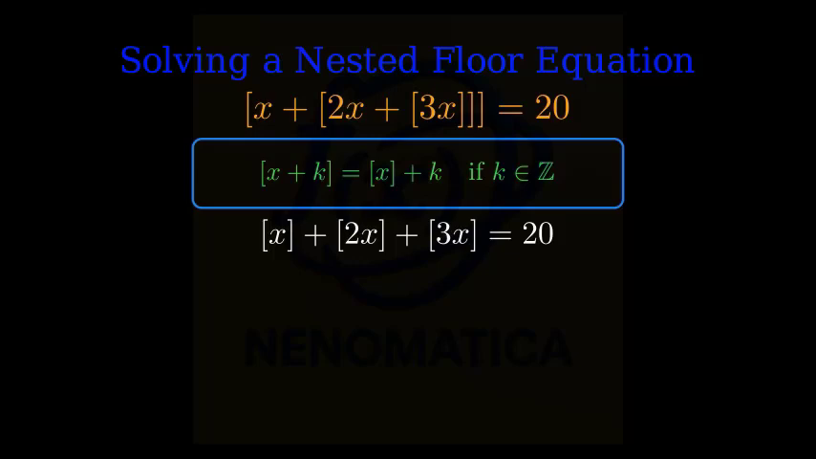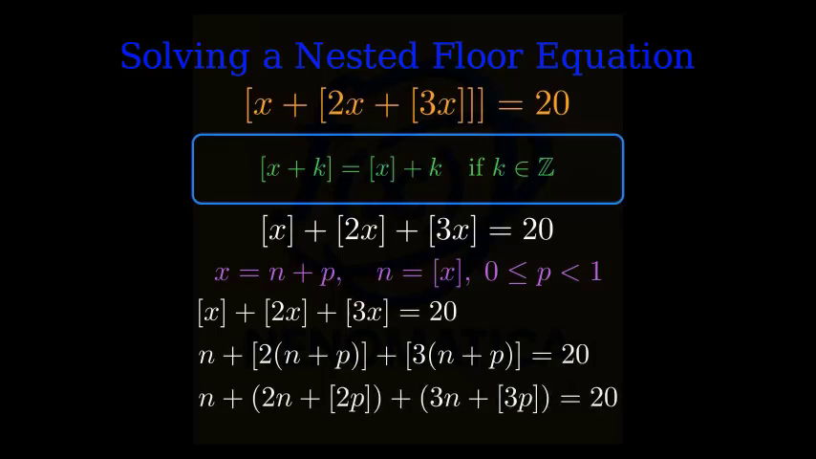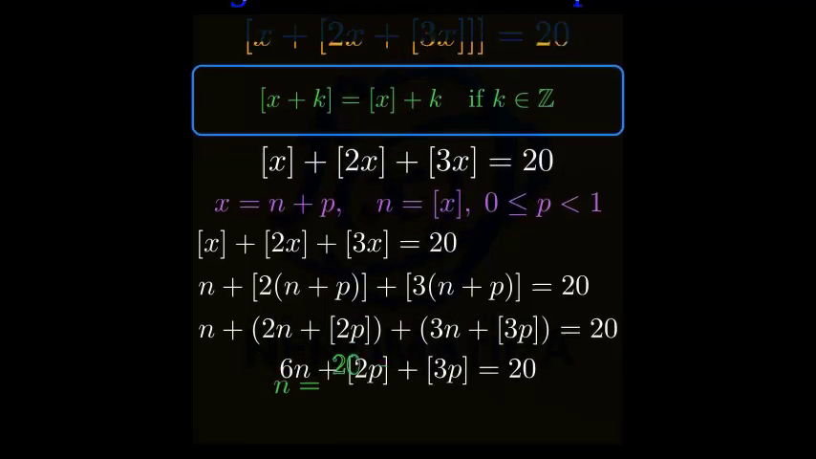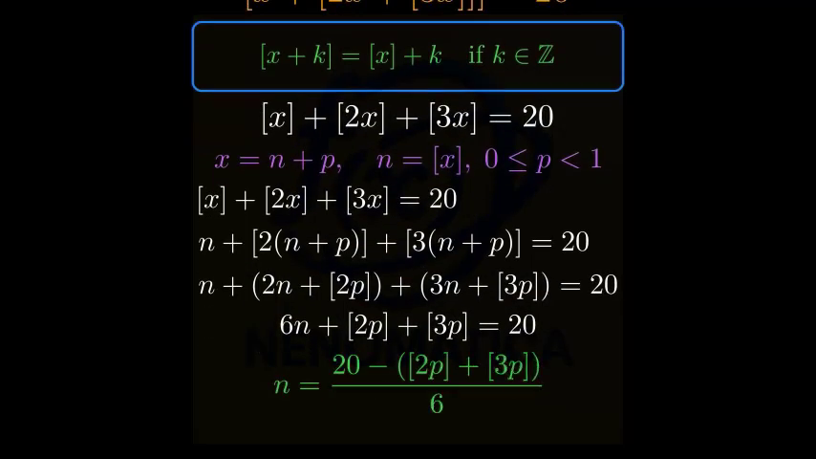Step 2. Split x into its integer and fractional parts. Let x equal n plus p, where n is the floor of x and p is the fractional part with p between 0 and 1. Substitute into our equation and simplify carefully. The floor of 2 times n plus p becomes 2n plus the floor of 2p, and the floor of 3 times n plus p becomes 3n plus the floor of 3p. Altogether, this gives 6n plus the floor of 2p plus the floor of 3p equals 20. Solving for n, we get n equals 20 minus the sum of those floors, all divided by 6.